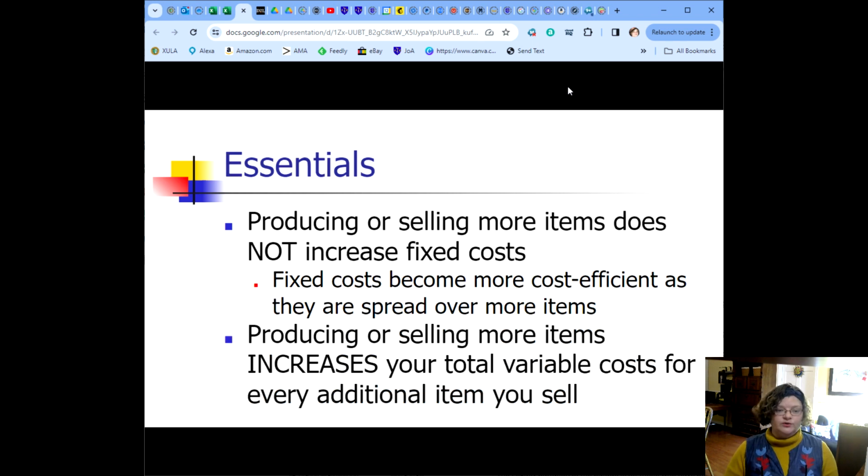So in a nutshell, producing or selling more items does not increase your fixed cost, and that is what makes them fixed. Effectively, fixed costs are a big contributor to economies of scale. Fixed costs become more cost efficient as they are spread over more items. So the more items you're producing, the less important your fixed costs become in your calculations. Producing or selling more items does increase your variable costs, and it increases them dramatically. For every additional item you sell, you are adding to your variable costs, and it's really important to remember that. That's why the math is so different on those.